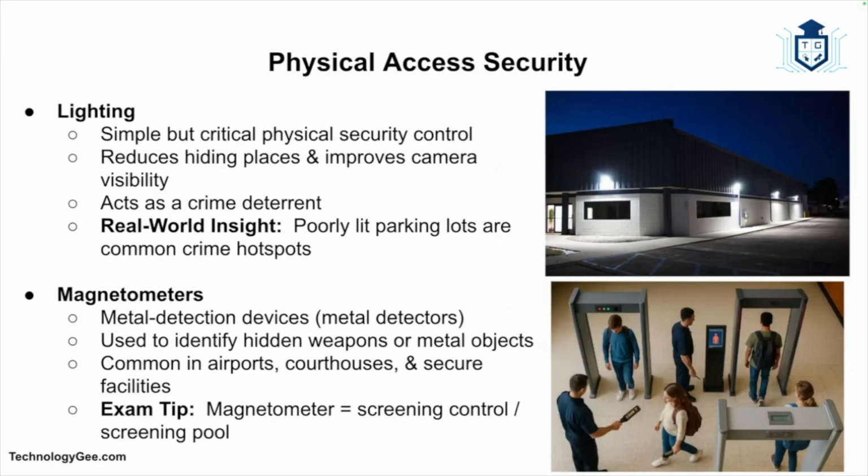You also have lighting. Now, this might sound boring, but it is crucial because good lighting reduces hiding spots and makes surveillance more effective. So in real life, parking lots with poor lighting could equal crime hotspots. And then you also have what is called a magnetometer. So if you've ever gone through airport security, well, those metal detectors are magnetometers, and they detect hidden metal weapons. So on the exam, just remember that a magnetometer is a screening tool.